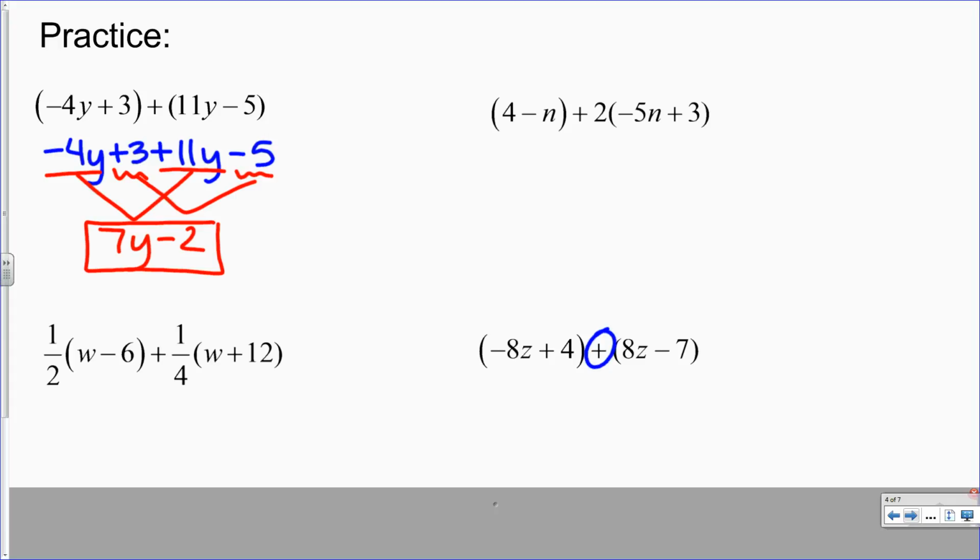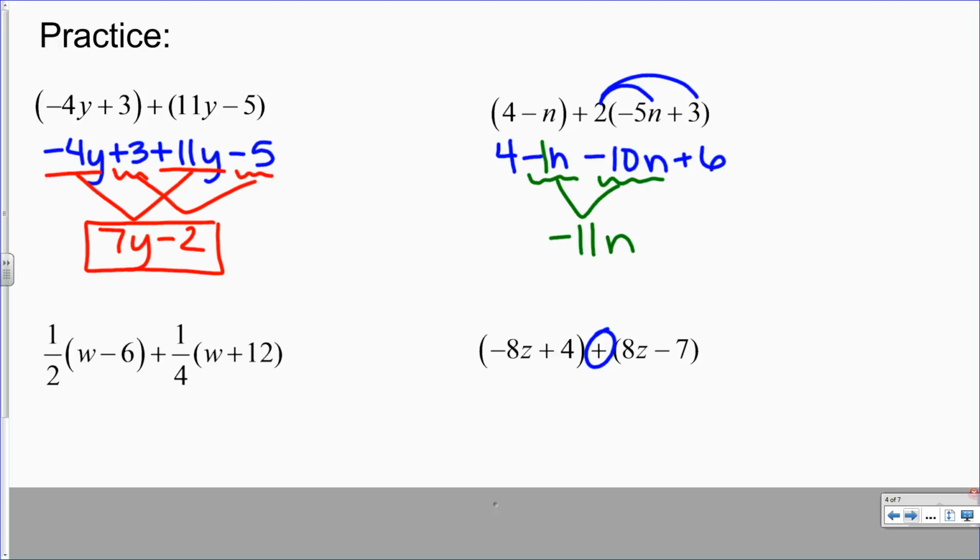This next one, I do have something keeping it in parentheses that I need to distribute. You need to distribute this 2. 2 times negative 5n is a negative 10n. 2 times 3 is 6. From this point, I can go ahead and combine my like terms. I have a negative n minus 10n. Well, this is really a negative 1, and a negative 1 minus 10 is a negative 11n. And then I have 4 plus 6, and those combine together to get a positive 10.